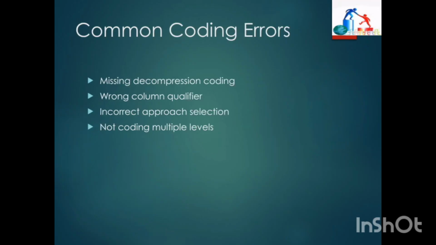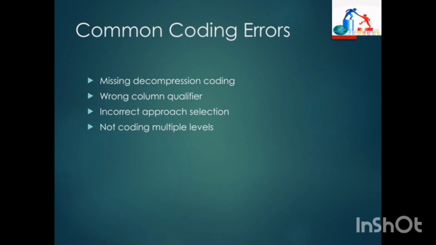Now, let's talk about some of the common coding errors that can really impact the effectiveness of our data processing. One major mistake is missing decompression coding, which can lead to incomplete or corrupted data. Then, there's the wrong column qualifier. Using the incorrect qualifier can cause data to be misinterpreted or misplaced. Another frequent error is selecting an incorrect approach. Choosing the wrong method can result in inefficient processing or errors down the line.